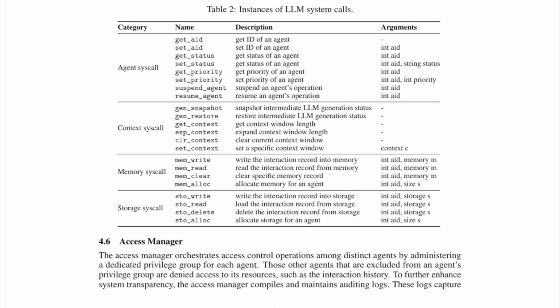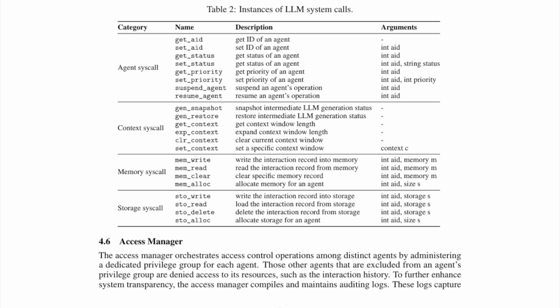Category: memory syscall. Name: mem clear. Description: clear specific memory record. Arguments included int aid, memory m. Category: memory syscall. Name: mem alloc. Description: allocate memory for an agent. Arguments included int aid, size s.